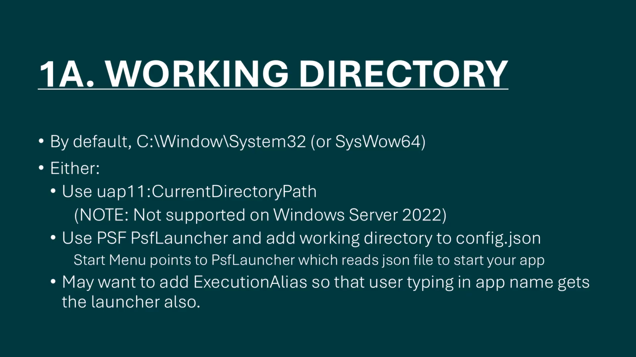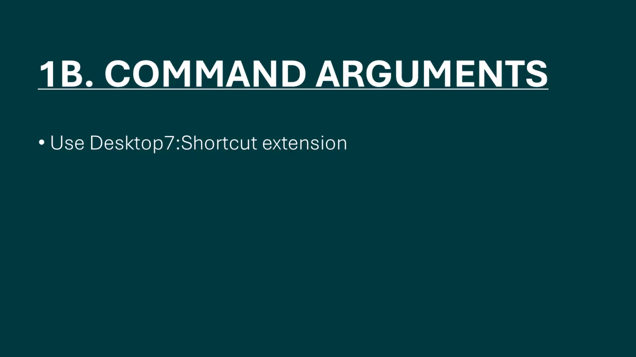And the solution here is probably to use the PSF launcher, which can set the working directory to your app as you wish. If you do add PSF launcher, adding an execution alias entry to your AppX manifest application is also recommended. Now, if your application used command line arguments, these are handled through this extension. In this case, you do need to supply an LNK file in your package. The good news is that this extension is available on all currently supported OS versions.